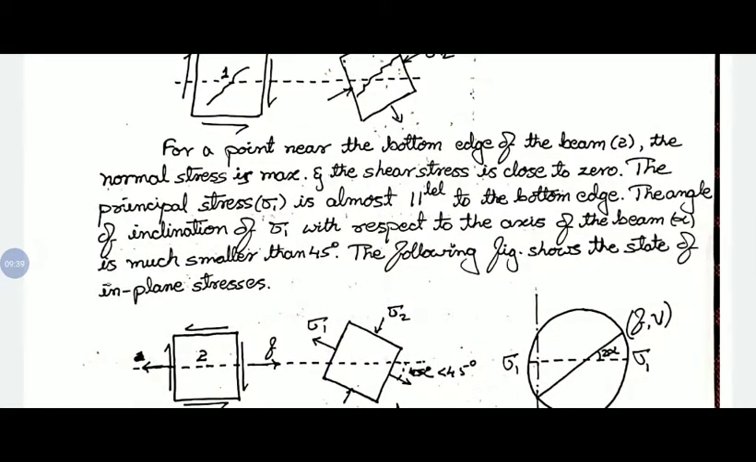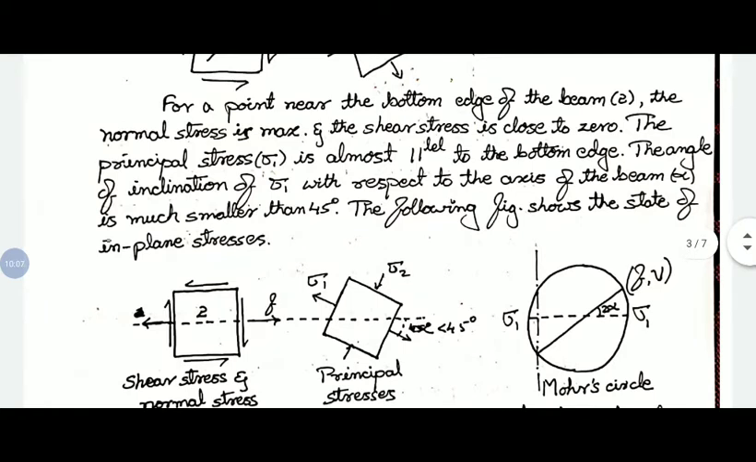And shear stress is almost 0. It may be equal to 0 or it is nearly 0. That is, negligible shear stresses will be there. So the principal stress sigma 1 is almost parallel to the bottom edge of the beam. The angle of inclination of sigma 1 with respect to the axis of the beam is much smaller than 45 degrees. So it is almost less than 45 degrees, as you can observe in the figure. Sigma 1 is inclined at an angle of less than 45 degrees with respect to the axis of the beam.